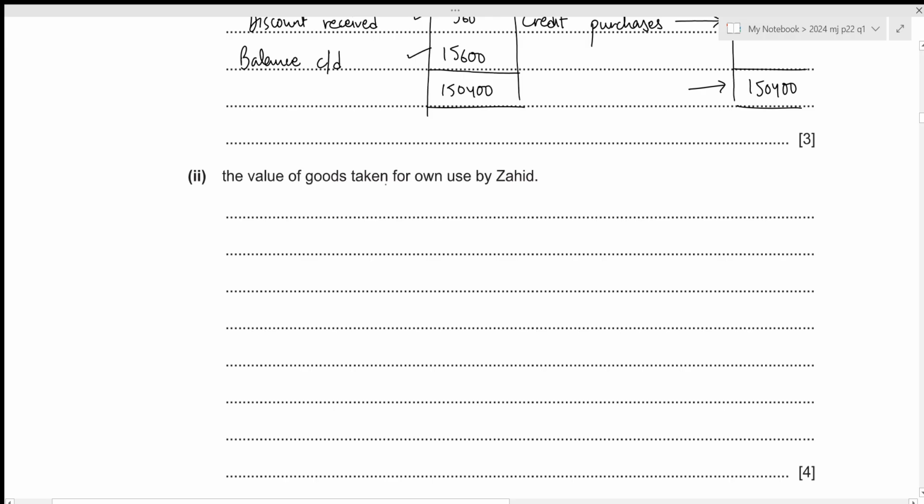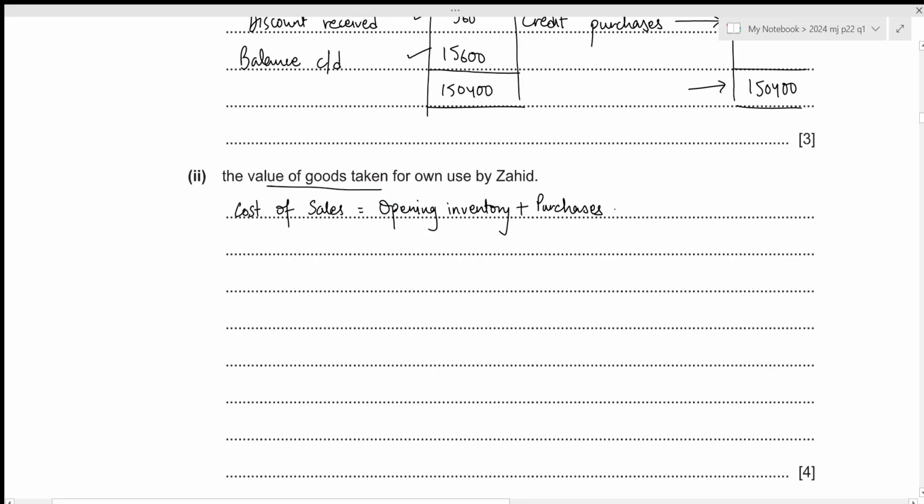Now we need to calculate the value of goods taken for own use by Zahid. So whenever there is value of goods taken for own use by any owner, that will always be recorded within the cost of sales. So in this case, we can just utilize the formula for cost of sales. So cost of sales will include the opening inventory. Then we'll add the purchases.